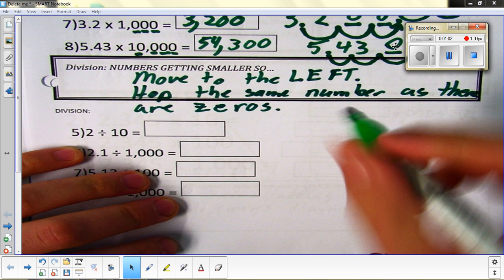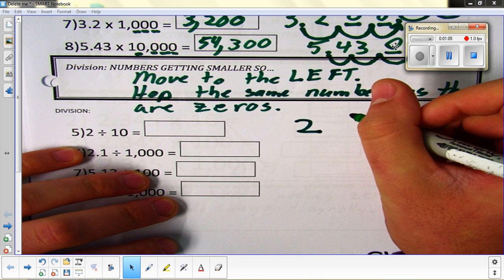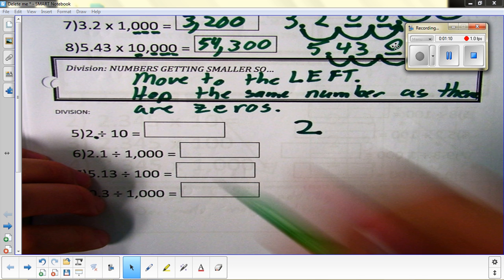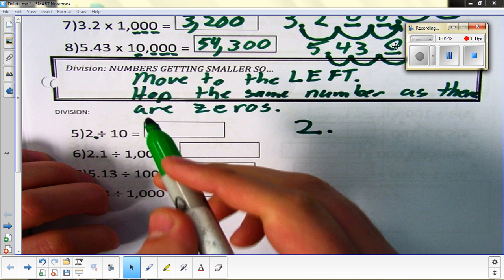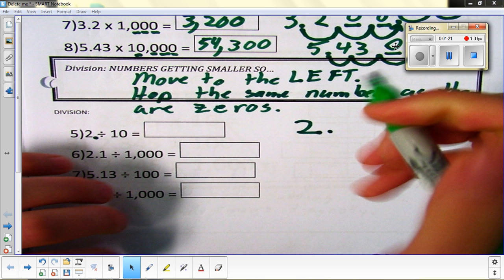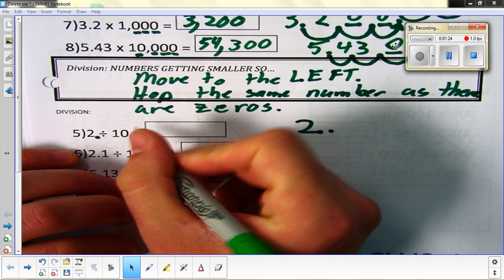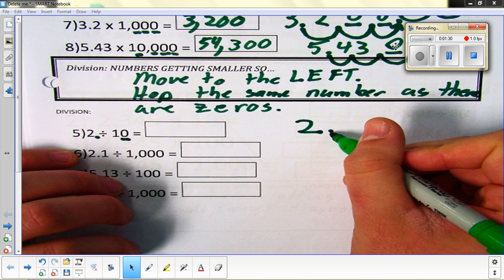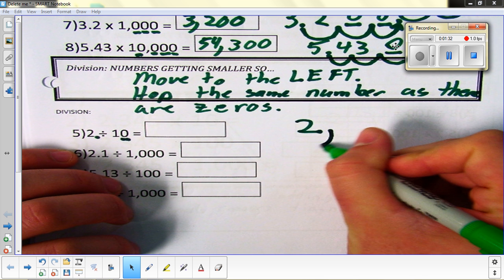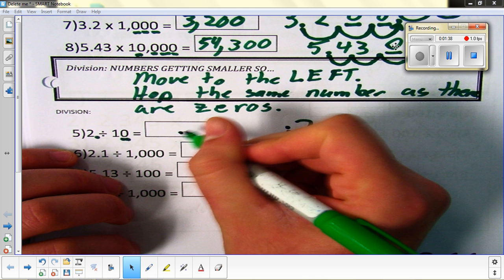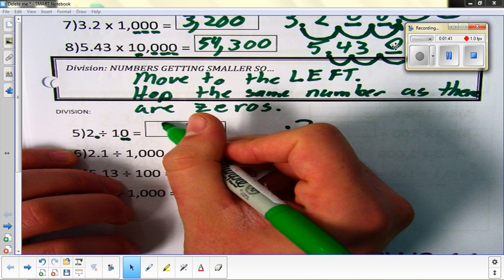2 divided by 10. There's no decimal there. I do remember that there's an invisible decimal behind the 2. Now I need to move it to the right or to the left. Since it's division, I'm moving to the left. Count the number of zeros. How many spaces am I moving to the left, class? That's correct. My answer becomes 2/10. Remember that I like that 0 right out in front.